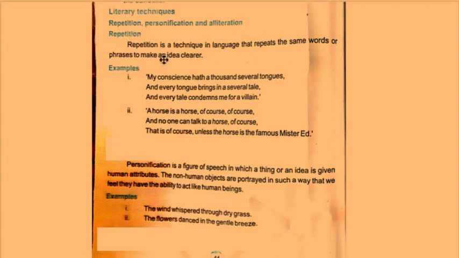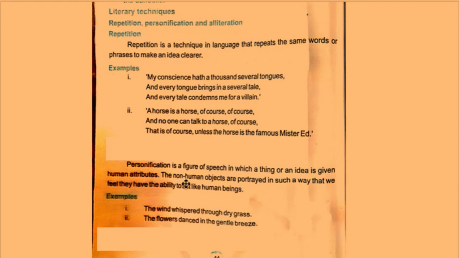Repetition. Repetition is a technique in language that repeats the same words or phrases to make an idea clearer. For example, my conscience hath a thousand several tongues, and every tongue brings in a several tale, and every tale condemns me for a villain. A horse is a horse, of course, and no one can talk to a horse, of course, that is, of course, unless the horse is the famous Mr. Ed.